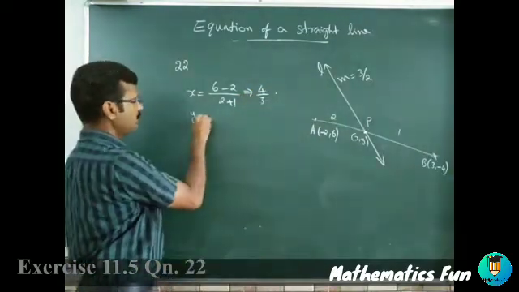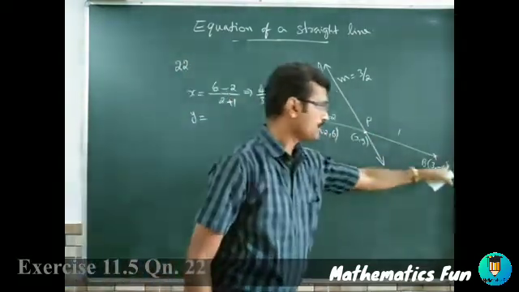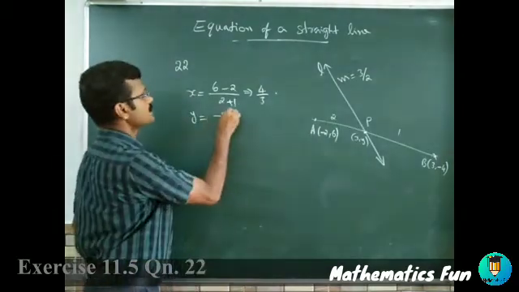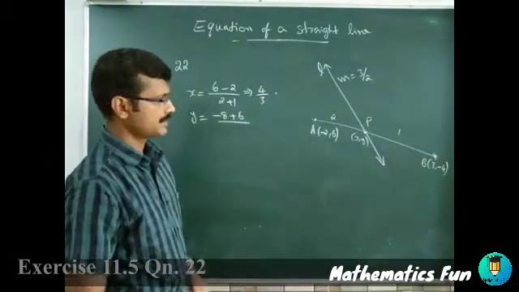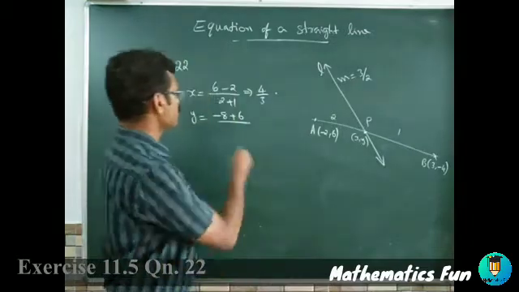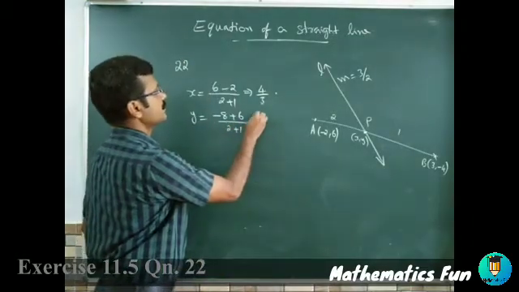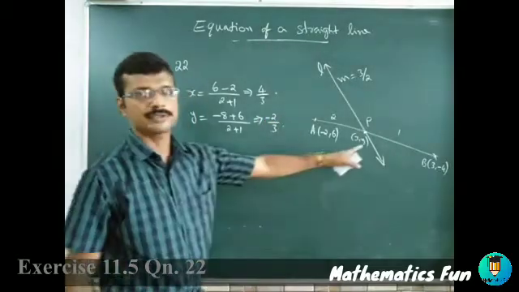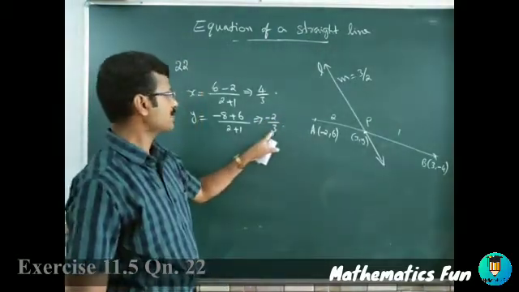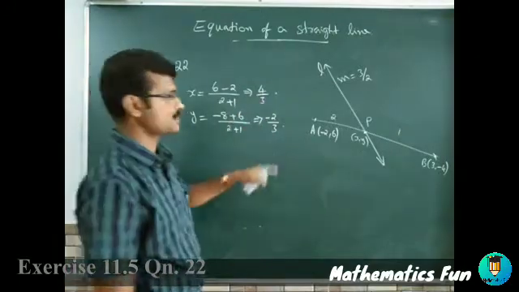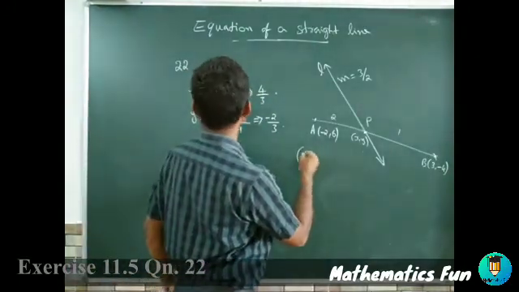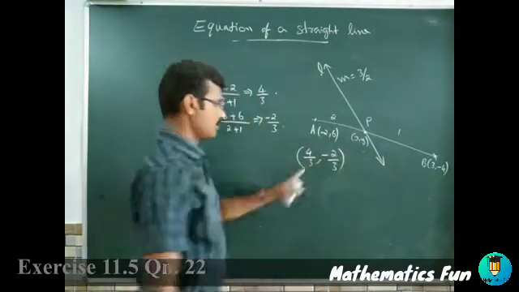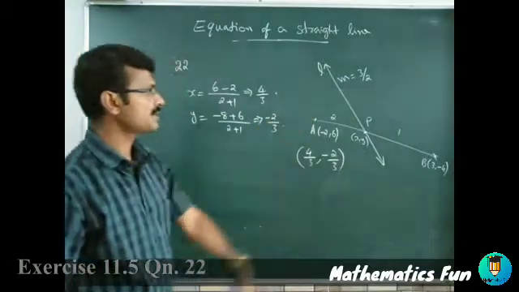Now similarly, we have to find y. 2 into minus 4 is minus 8, minus 8 plus 6, divided by 2 plus 1. So this becomes minus 2 by 3. So naturally we got the point: the point is 4 by 3 comma minus 2 by 3. So the point we know, the slope we know, now we can write the equation.